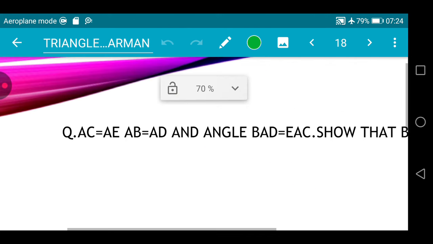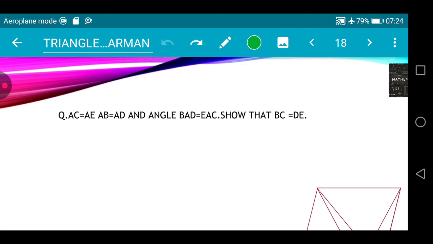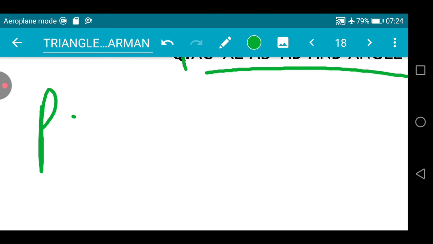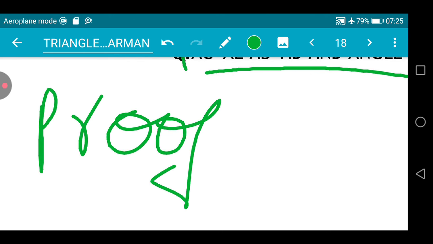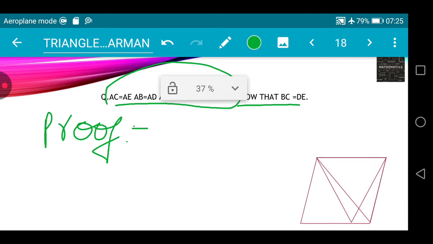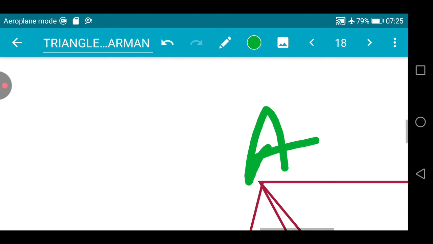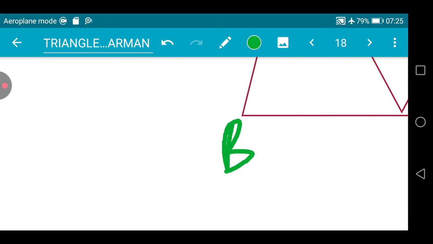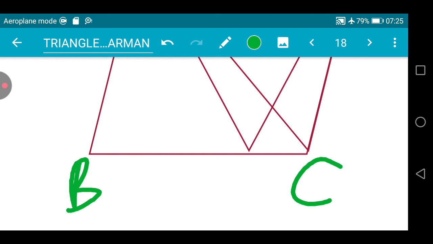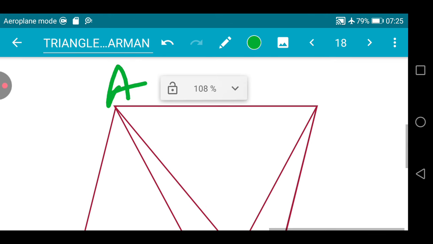Next question. AC equal to AE, AB equal to AD, and angle BAD equals angle EAC. I am not writing given here. This is what is given. To prove: show that BC equal to DE. First I am marking this as triangle ABC, and this is point D, and this I mark as E.